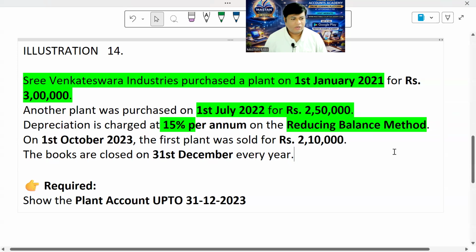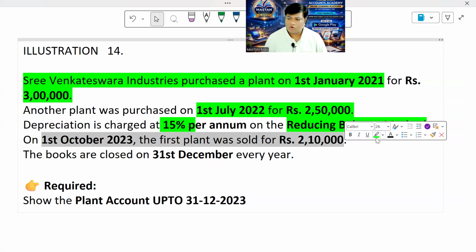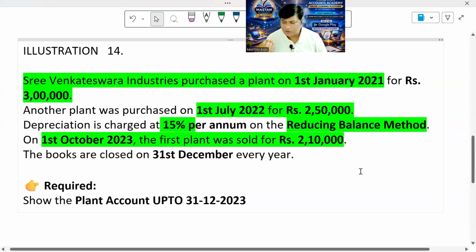So 15%. On 1st October 2023, the first plant was sold for 2,10,000. It is not necessary that only the first plant is sold. Even the second plant can also be sold.